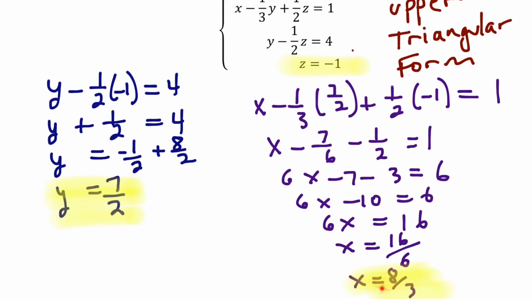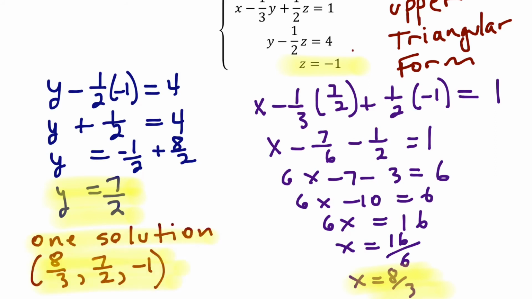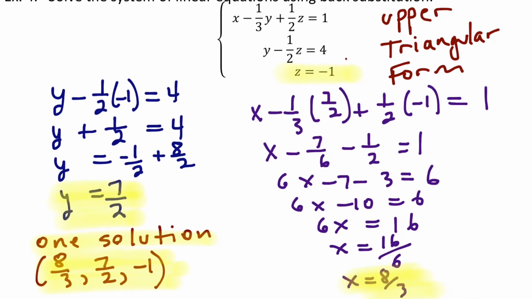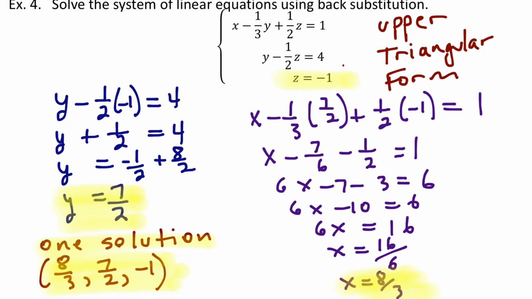So I have my point x, y, z. So this is a one solution situation. I have one solution, the point highlighted right there. So this is using back substitution, which requires much less work because it's already in a form that's easily solved.